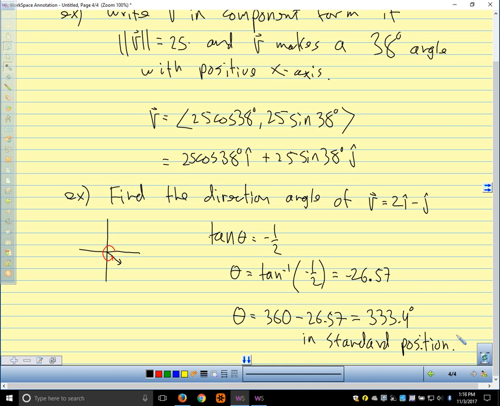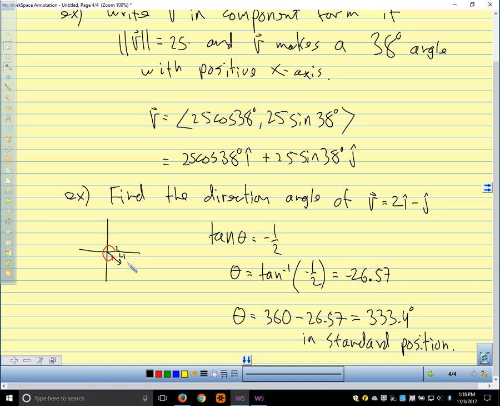Where did you get the negative 1/2 from? Negative y over x, negative b over a. And if I think about this little triangle, this side is 2, and that side's negative 1. So the tangent is opposite over adjacent. All right, other questions there?